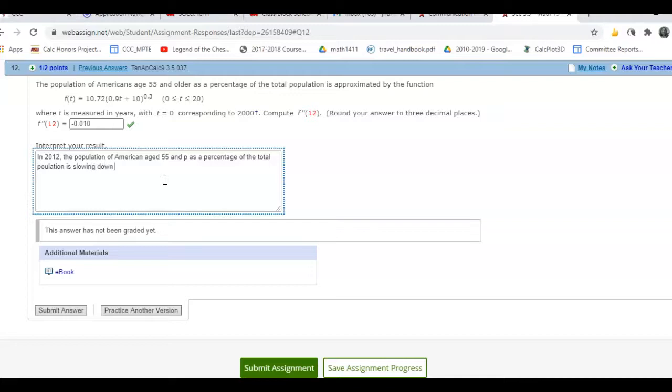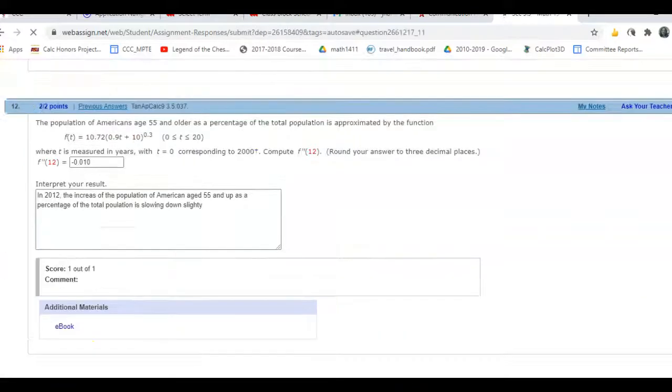Slowing, if I can type, slightly. So as a percentage of the total population, or the increase, because it's actually growing, but the increase of that part is slowing down slightly. Okay, so hope that helps.